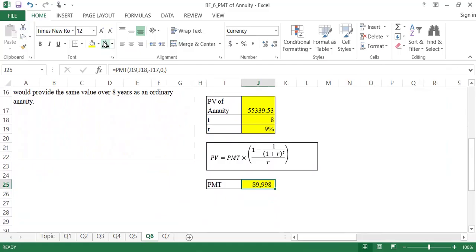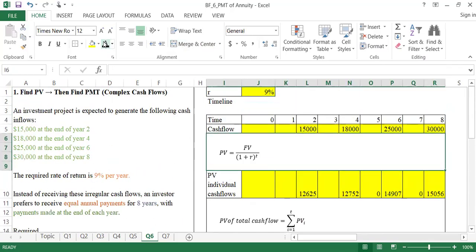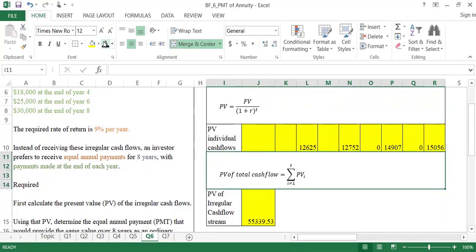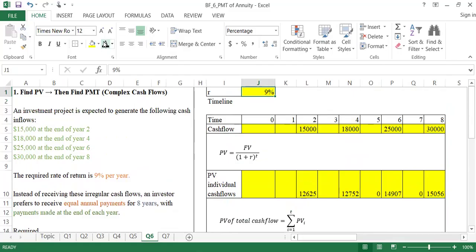This question is as easy as that. All you have to do is understand the question, understand what it's requiring. The first part is separate. It's talking about an irregular cash flow stream. Find the present value of the irregular cash flow stream.